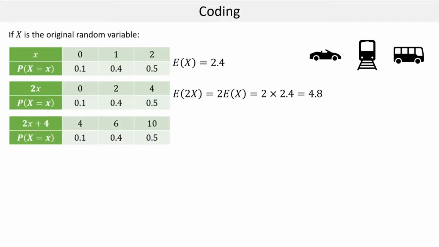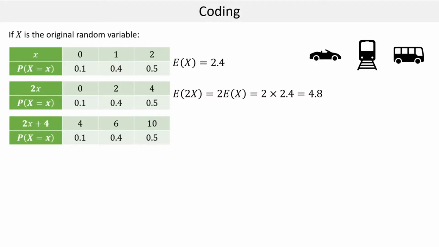Okay, so just to follow through the context, this would be how many vehicles a student uses in a school day if they also went on a school trip in the middle of the day. The x value has been coded and we get 2x plus 4. So either way, the x value has been coded and now we have 2x plus 4 in the top row. You can track back to the original table and you can see each of those outcomes has been multiplied by 2 and then we've added on 4.